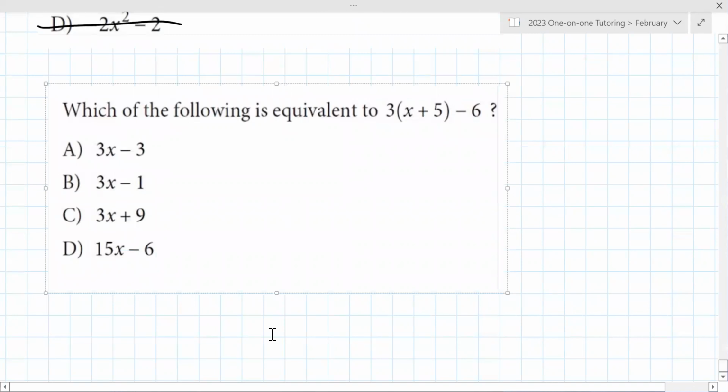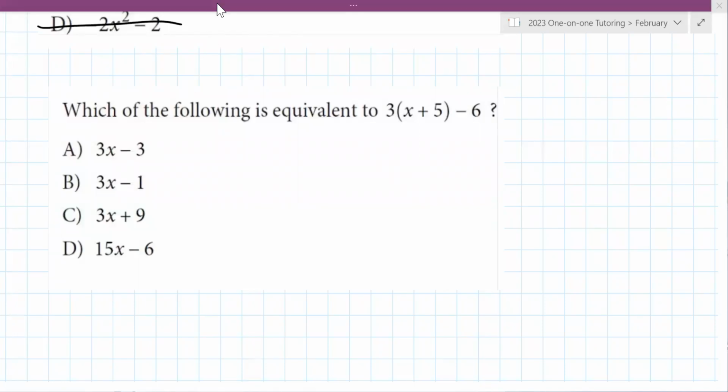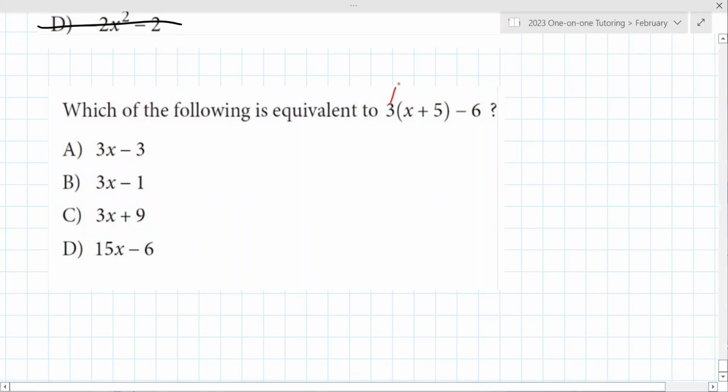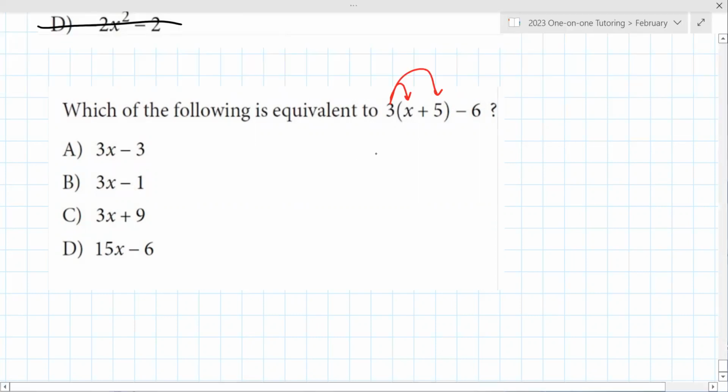So which of the following is equivalent to 3 times x plus 5 minus 6? And I know this is different. We haven't done one like this yet, but you do know enough to try it at least. Do I just keep that -6 at the end by itself? Yep. So it would be D because it's the only one that has -6 by itself. Or do we have to add that to something? Oh wait, no, because we put it at the end.